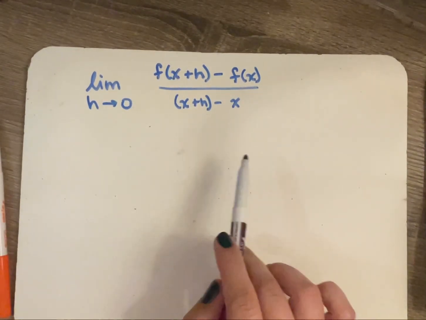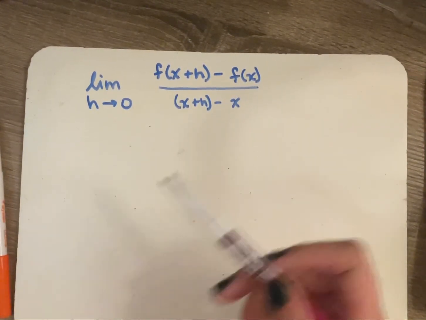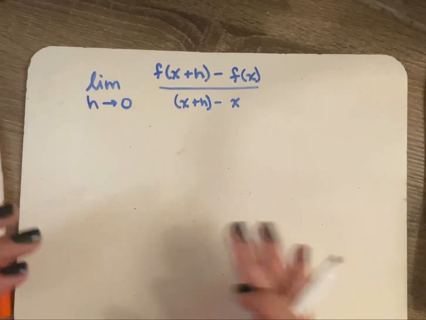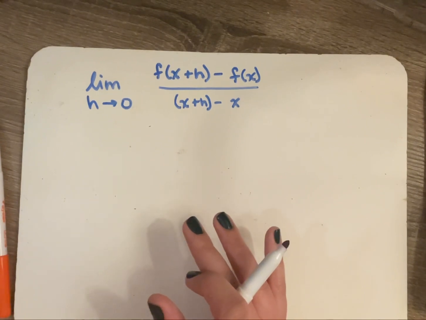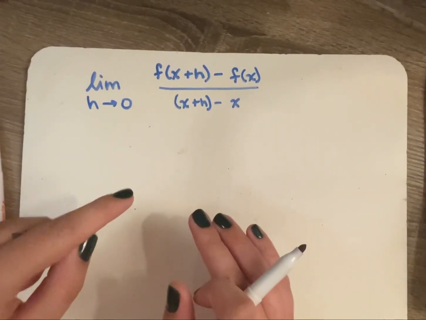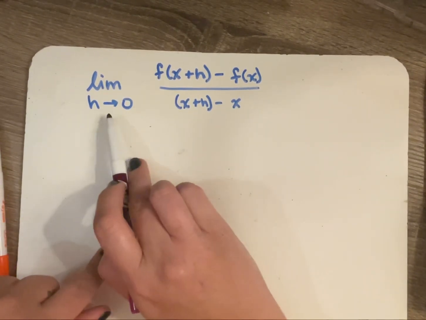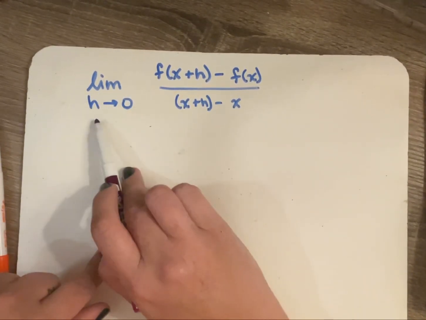So this is the limit definition of the derivative. It is related to understanding how a secant line gets closer and closer to a tangent line as the 2 points the secant is going through get closer together. The distance between those points is represented by h.